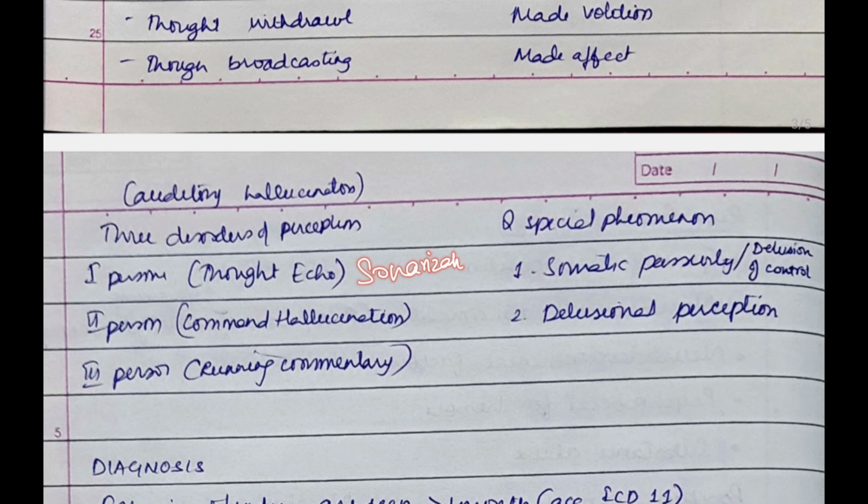Okay, this is first person, by thought and echo. Second person is by command hallucination, the voices talking directly to the patient and commanding them. And third person is where he hears multiple different voices talking among themselves. Okay, so that is like running commentary.